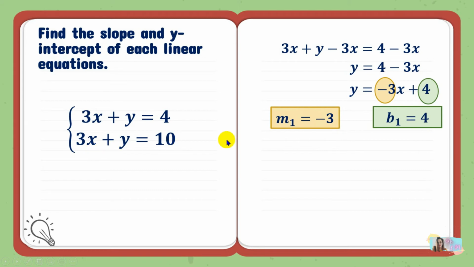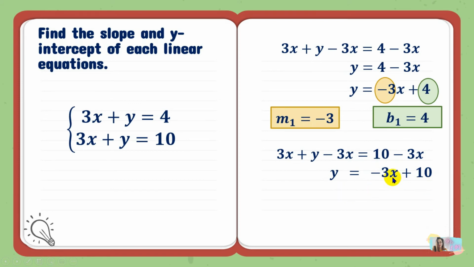Now, for our second equation, we have 3x plus y is equals to 10, additive inverse of positive 3x, that is negative 3x. So, we have to add that on both sides of the equation. And then, we have to rewrite, again, ito pong ating 3x na negative ay kailangan nasa first term natin dito sa ating right side of the equation and then followed by the constant.